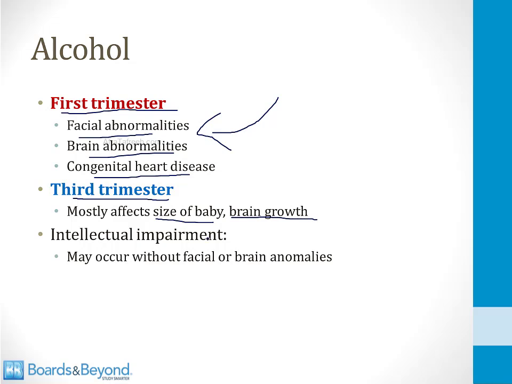And then finally, I just want to mention that intellectual impairment or mental retardation can occur in absence of the facial or brain anomalies. Remember that intellectual impairment is one of the major consequences of pregnancy-associated alcohol consumption. So just because a baby's born and doesn't appear to have any birth defects, it doesn't necessarily mean that that baby won't later in life show evidence of intellectual impairment.